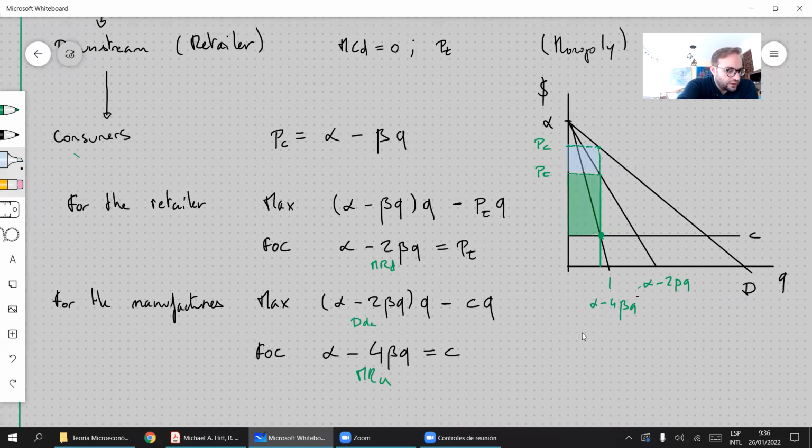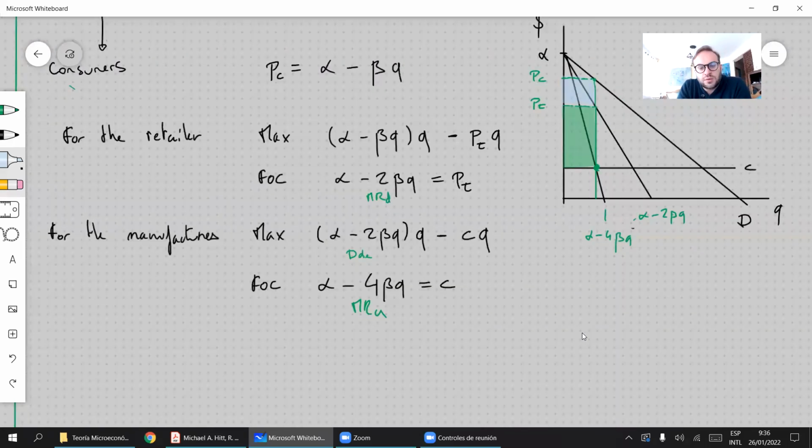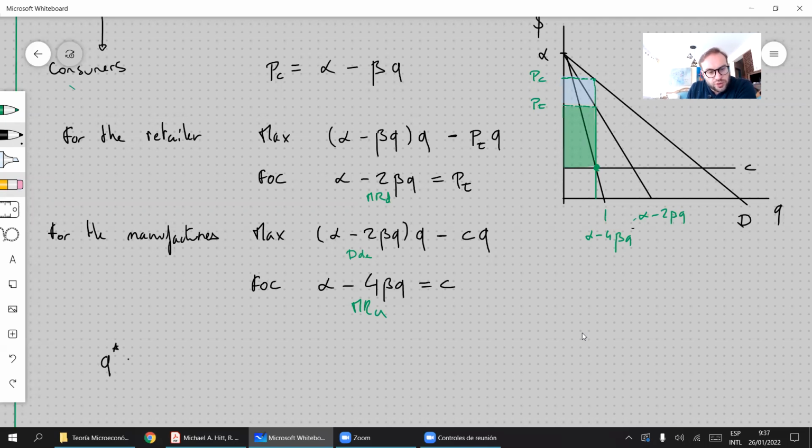So we can solve all these things. We already have the conditions. Now we just need to solve everything. So what do we know? We know that the quantity at equilibrium, which is the same for everyone, is going to be alpha minus C divided by beta. You always have this structure, and you have this divided by 4, right?